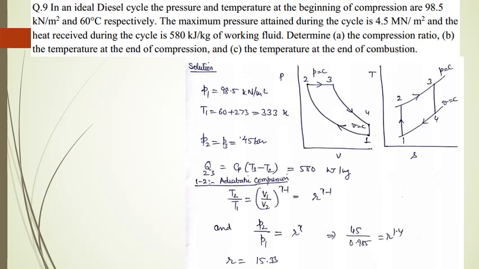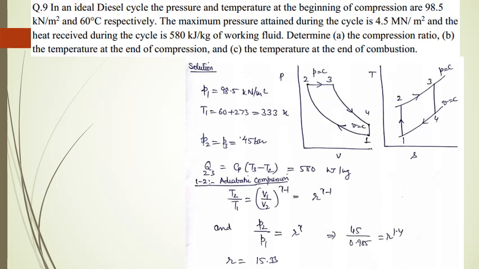Heat addition is taking place at constant pressure in the diesel cycle and heat rejection is taking place at constant volume. Now P1 is equal to 98.5 kilonewton per meter square, T1 equals 333 Kelvin, P2, which is equal to P3, has been given as 45 bar. Now the heat addition, which is equal to Cp into (T3 minus T2), is equal to 580 kilojoule per kg. Now 1 to 2 is an adiabatic compression process, for which the relation between temperature and volume has been given as T2 upon T1 is equal to (V1 upon V2) raised to power gamma minus 1.